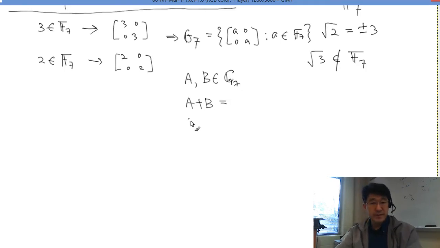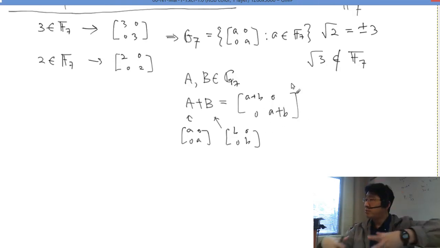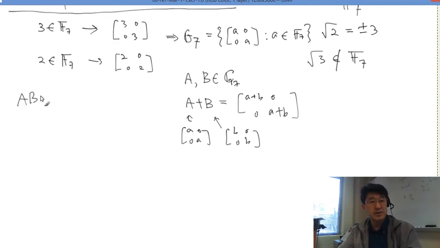If one element is represented by A00A and another by B00B, the sum is going to be A plus B on the diagonal, right? Even though we put it into this complicated form, the way the arithmetic works is exactly the same. If I multiply A times B, it's going to be precisely AB there, and 0 there, right?